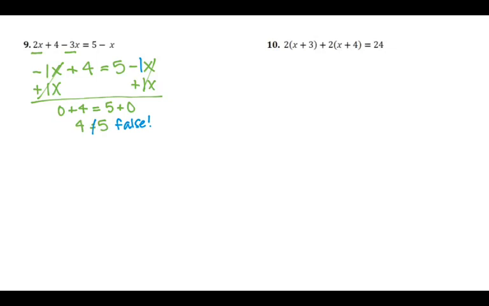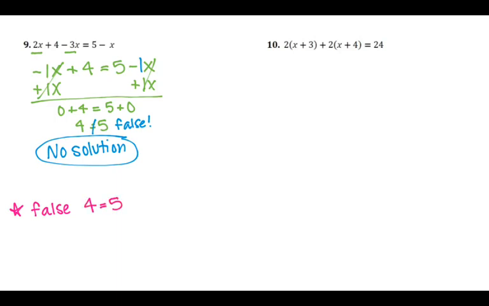So anytime you end up with a false statement after all of your variables cancel out, that is going to result in a no solution scenario. So this was one of your special cases when you were solving with variables on both sides. So let me refresh a little bit on that. So some notes, if you get something that is false in the end, so for example, we had 4 equals 5, which of course we know is not true, that is a no solution scenario, just like we had.